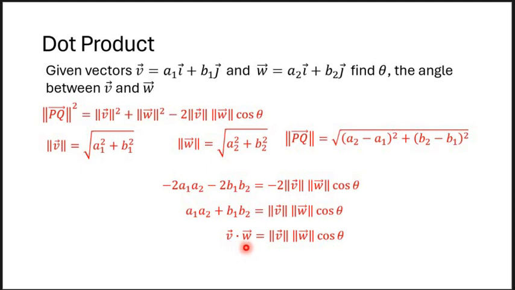V dot w can also be found by taking the magnitude of vector v, multiplying it by the magnitude of vector w, and then multiplying that by the cosine of the angle between the two vectors. So we can use this to find the dot product or the angle between two vectors. Here we're going to use it for the second purpose.